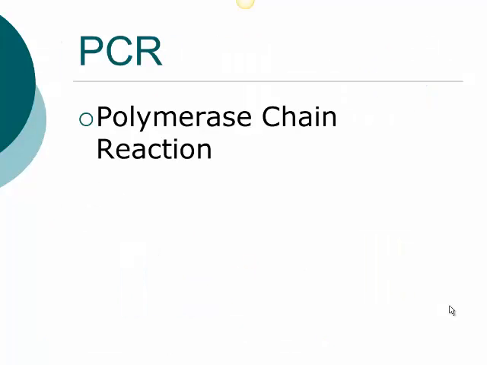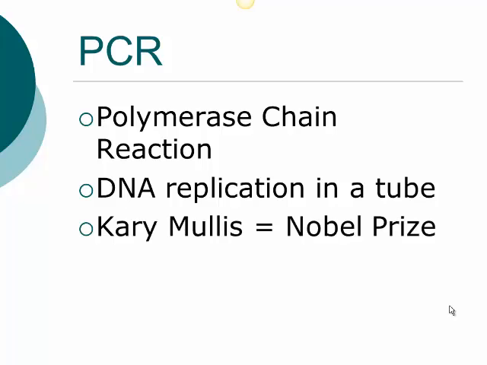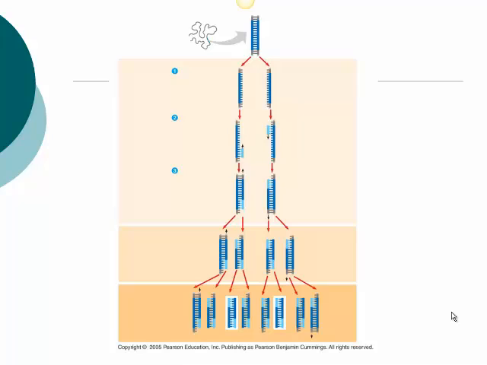PCR stands for polymerase chain reaction. This is DNA replication in a test tube. The guy who came up with it, his name is Kary Mullis, and he won a Nobel Prize for thinking of this idea. This diagram shows that you split your double-stranded DNA, and then you add your primer, and then you make copies by adding the bases, and then you repeat.